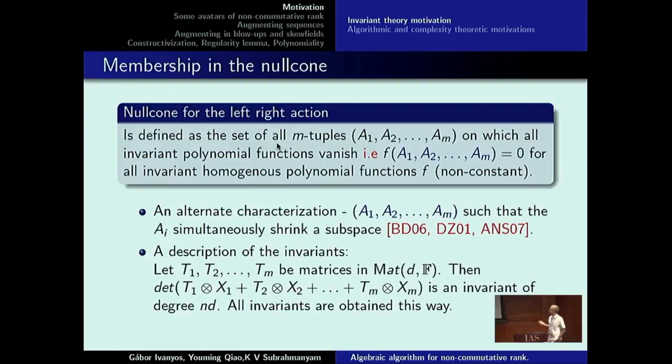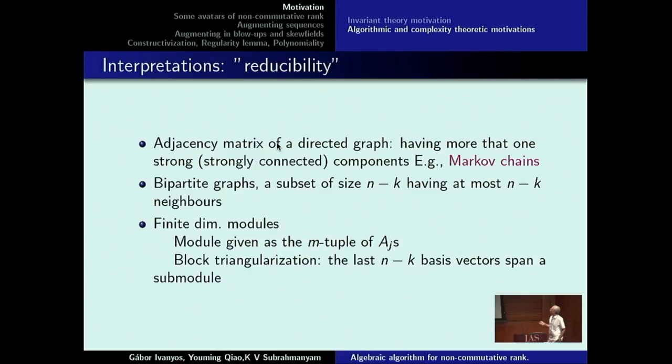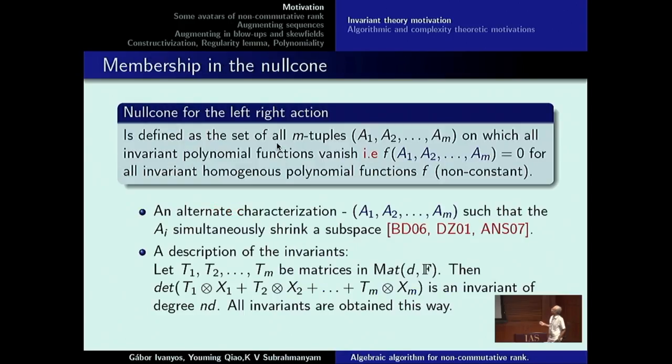The other natural question is what was referred to in yesterday's talks, Rafael's talk: membership in the null cone. Let's recall what the null cone is. The null cone is the set of tuples A1 to Am such that all invariant homogeneous polynomials which are not constants vanish. So one is looking for deciding membership in the null cone. Given a tuple of matrices, you would like to know if it is in the null cone. That is the algorithm that we will actually talk about today.